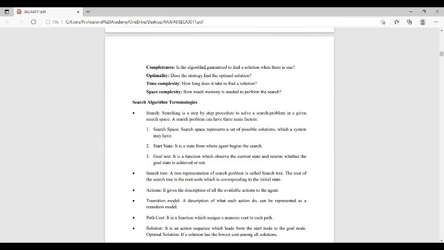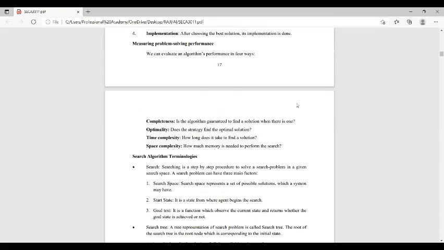Completeness is an algorithm guaranteed to find a solution when there is one. Optimality means the strategy finds the optimal solution. Time complexity: how long does it take to find a solution? Space means how much memory is needed to perform the search. So that is called the evaluator in a performance way.